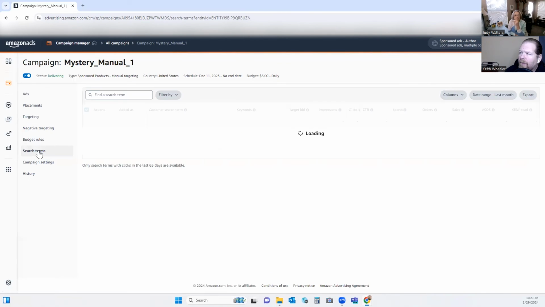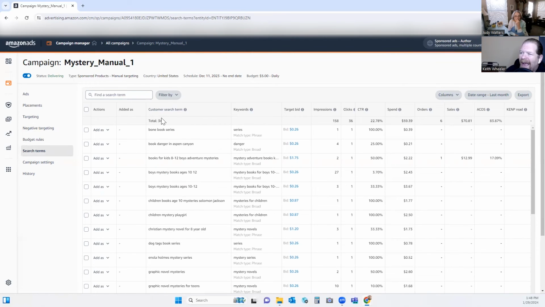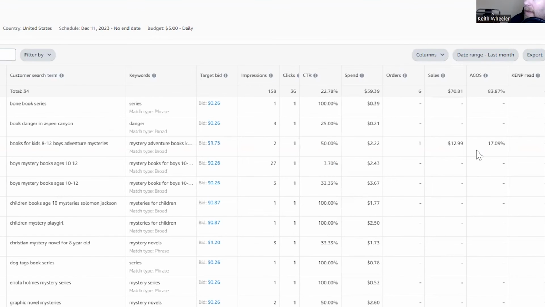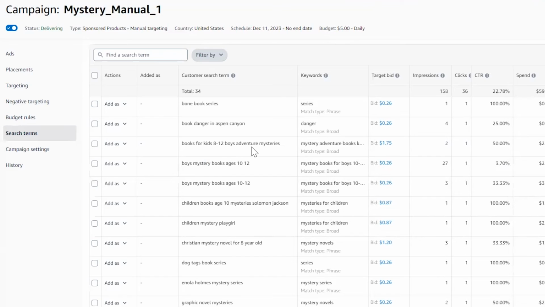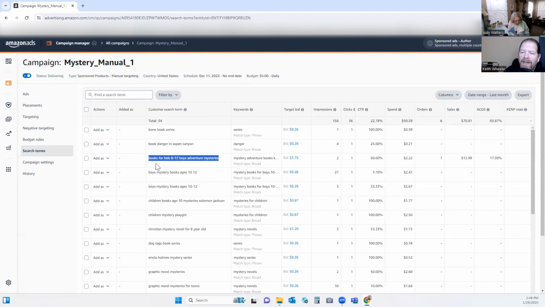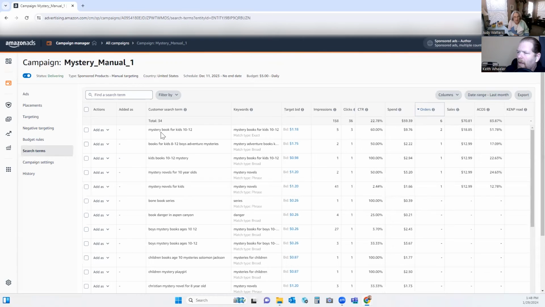So we can go down to search terms, and this tells you what the customer actually typed in. Like this one right here that turned into a sale, they actually typed in books for kids 8 to 12, boys adventure mysteries. That would be the very first thing I would put into my high performing keyword ad. You didn't even have to do any research for that one. Your research is in here. I would search by sales or orders, doesn't matter, and these right here are what they typed in that brought them to your book and got to a sale.